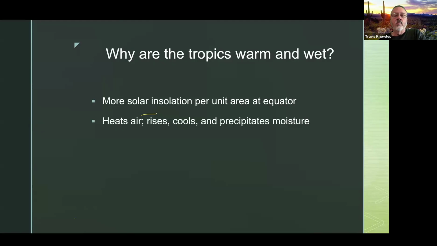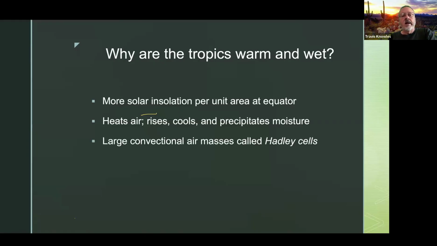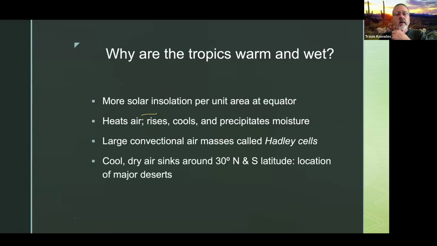And with that extra solar energy, that heats the air, which rises, and as warm air rises, it cools. As air cools, it dumps out any moisture that it contains, and that comes down as precipitation back onto the land. And this creates a number of large convectional air masses around the planet that are called Hadley cells. I'll show you a graphic of these in just a moment. So the warm air at 0 degrees latitude at the equator rises, cools, and it rains. All that rain and those warm temperatures create what we call the tropical zones of the Earth today.